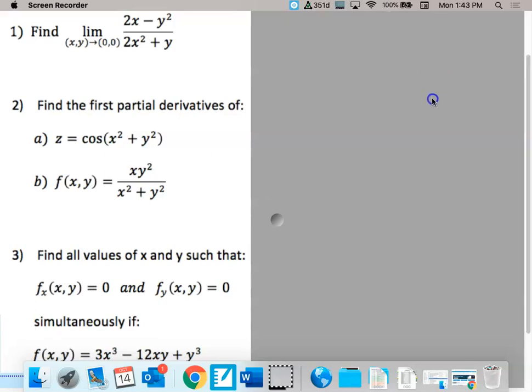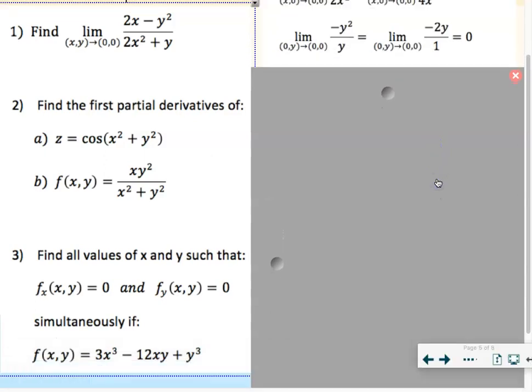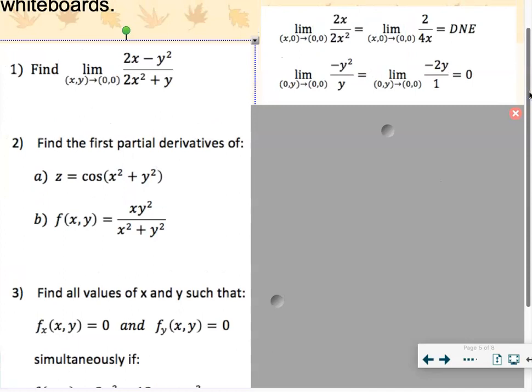So as long as you get 2 different limits, let's see, where's my, oh, there we go. Look at that.